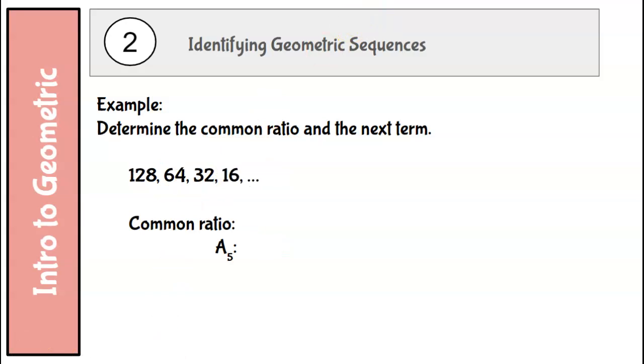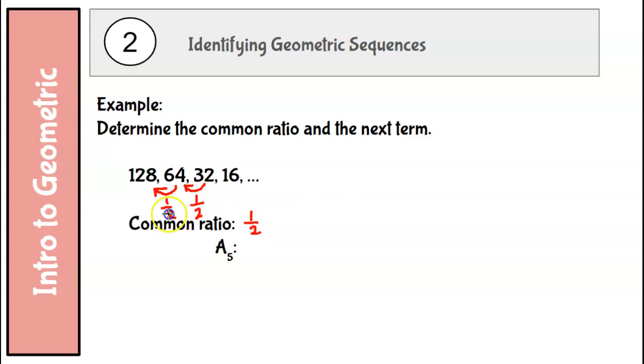Let's look at a second example. Determine the common ratio and the next term. So I still want to go 64 divided by 128. But when I do that in my calculator, I get 0.5. That's because this is a decreasing sequence. So you're going to multiply 128 times a half to get 64. And then 32 divided by 64 is a half. So 64 times a half is 32. The common ratio is 1/2.